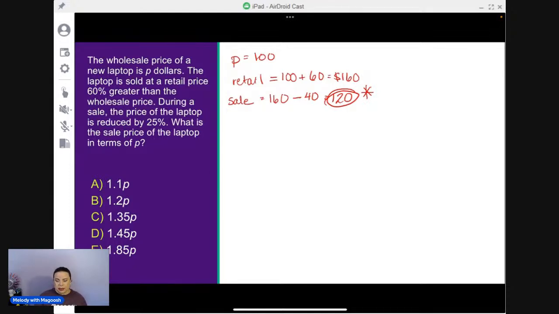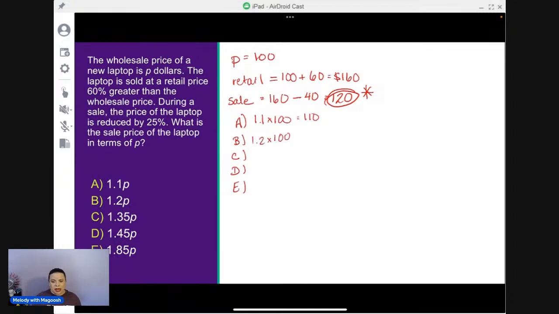Our final step is now going to be to compare that with the answer choices. So what am I going to do? I'm going to take my answer choices and plug in P equals 100. So what's going to happen? Answer choice A is going to become 1.1 times 100. Easy to calculate, right? Multiplying by 100 just means move the decimal point. So that's $110.